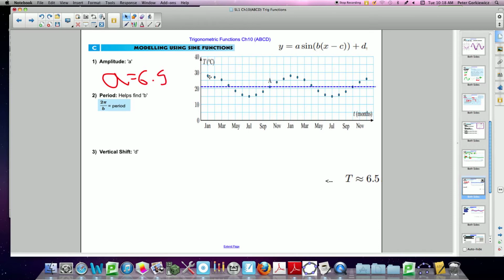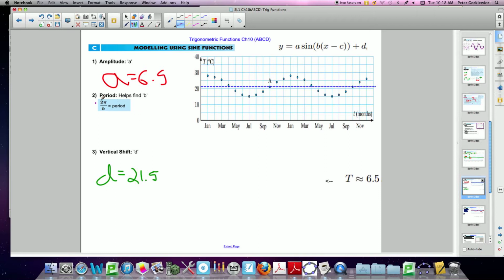Great. And that makes sense. If you go from 29 and go down 6.5, or from 15 and go up 6.5, you get to this equilibrium value, which is around 21. I think they're calling it 21.5 in this case. So the vertical shift: this thing isn't oscillating around 0, it's oscillating around 21 or 21.5. So the D value, the amount that we have to move it up, is 21.5. We're just harvesting that right from the data, so those should be fairly easy to find. This is the next toughest one, and then we'll find C.